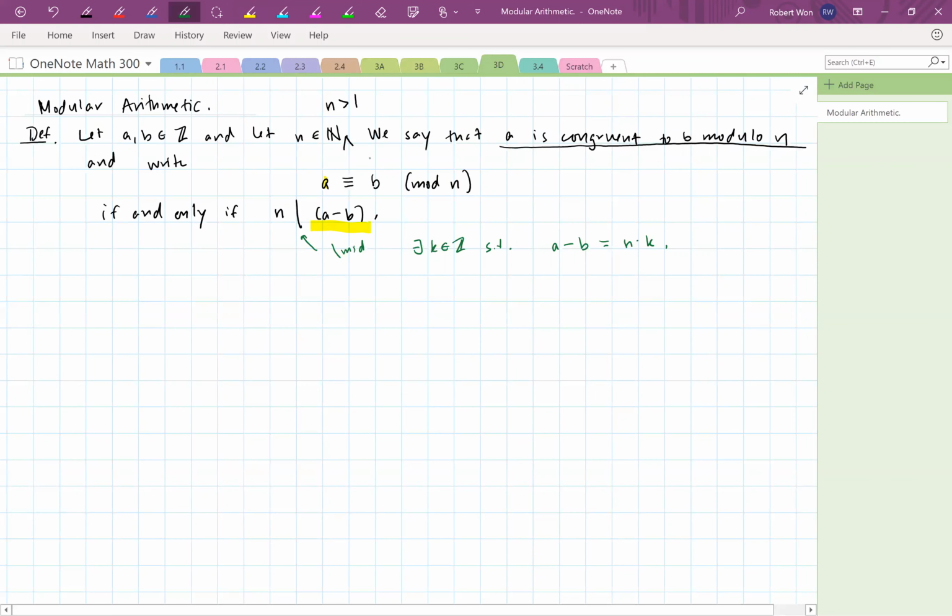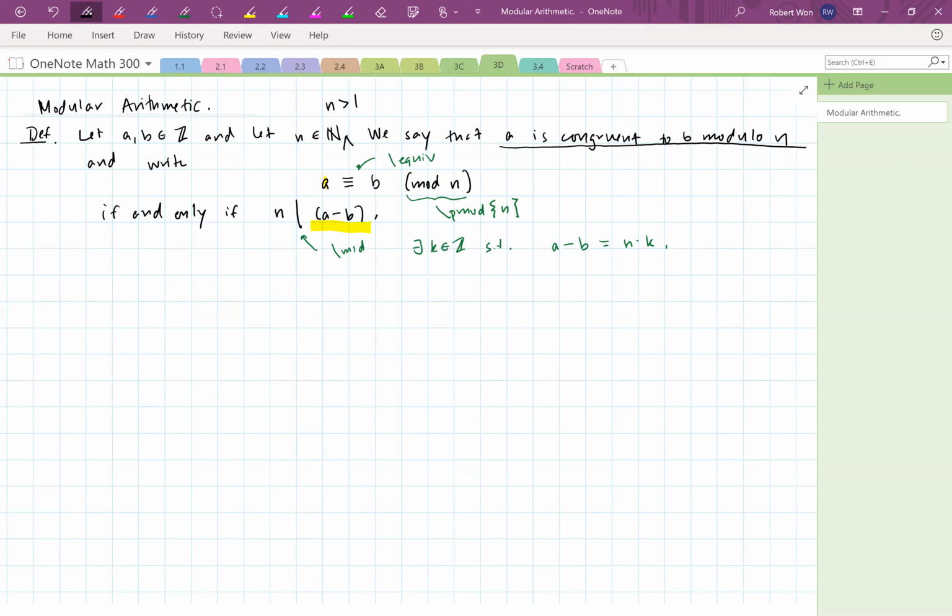And then I should also tell you that this symbol in LaTeX is \equiv. And actually to get this, you should say \pmod n. So if you look up the problem set LaTeX files, you'll see that this is how I've typeset it.